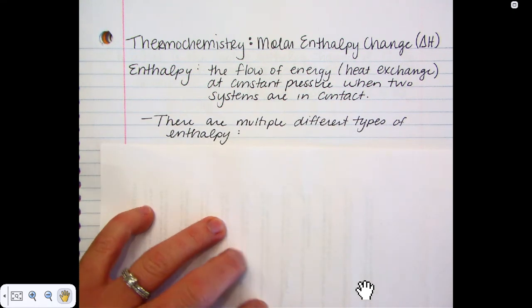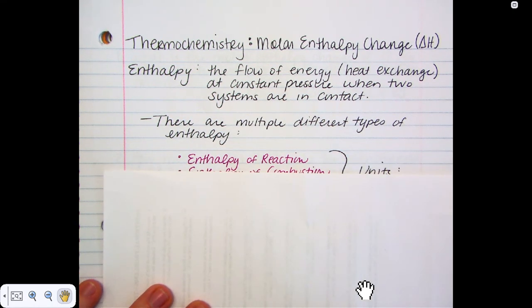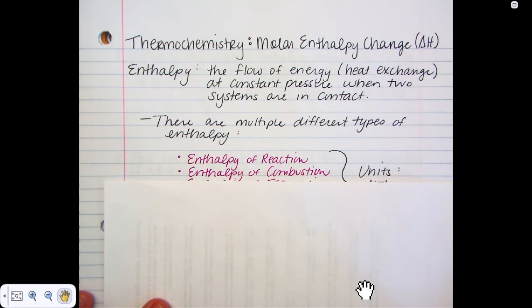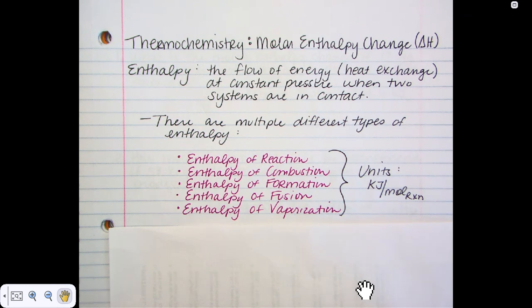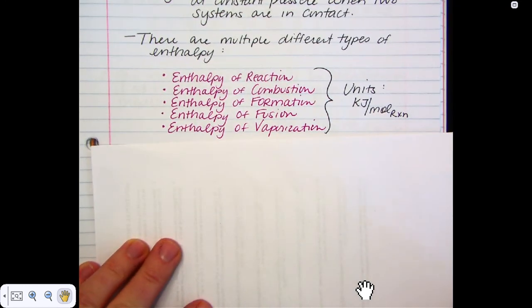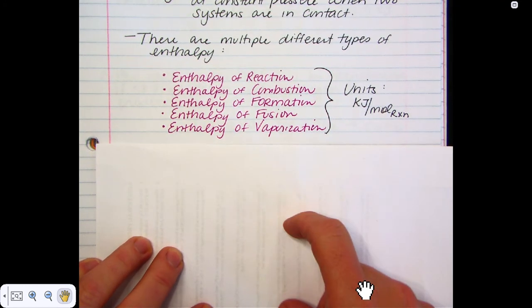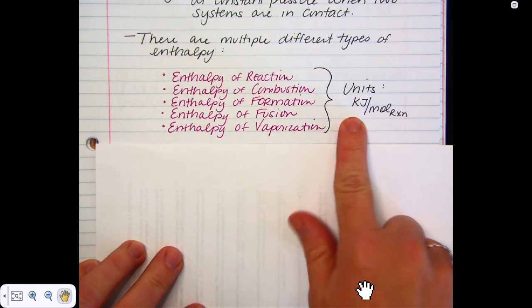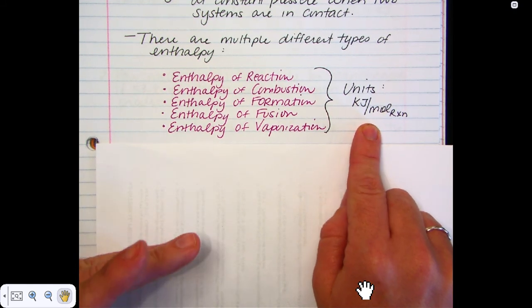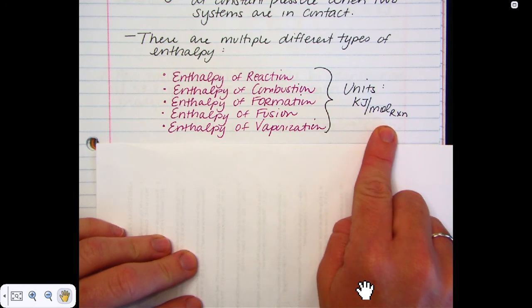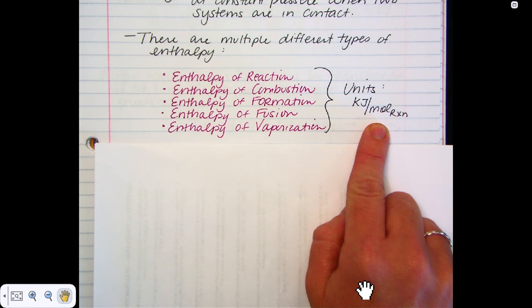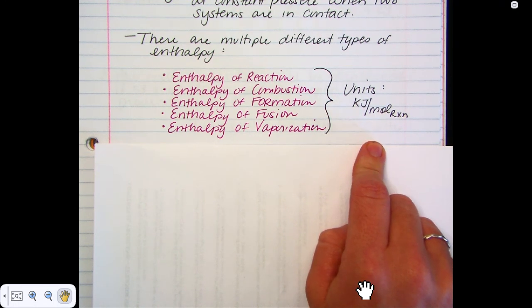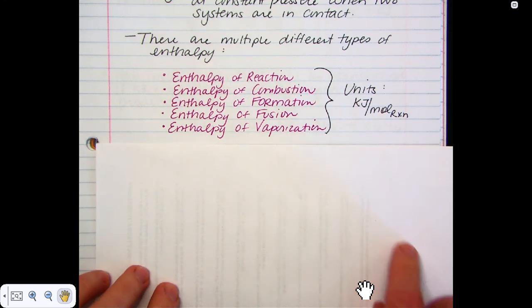There are multiple different types of enthalpy. We have enthalpy of reactions, combustion, formation, fusion, vaporization. All of those things are different types of enthalpy. But the important thing is, regardless of type, the unit is kilojoules per mole. More formally, we would say kilojoules per mole reaction. In terms of my specific class, as long as you have kilojoules per mole, we're doing good. Having the reaction there is definitely something more that's appropriate for AP chemistry.